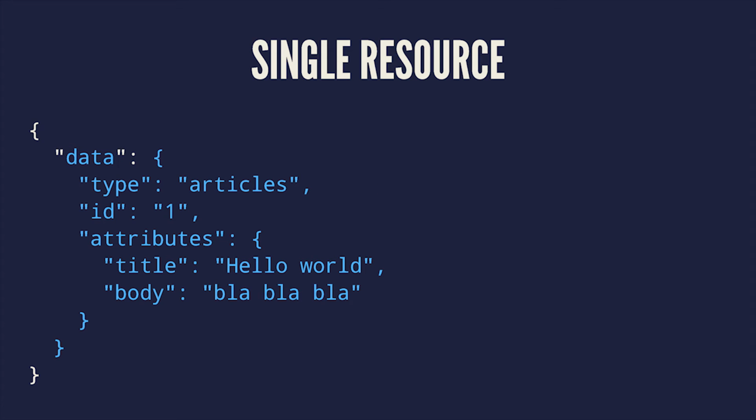So here's a simple example of a single resource. Basically, it requires that there is a top level or root level key named data, and it either contains a single resource or an array of resources. And in this case, it's a single resource. The simplest version of a resource would contain these three properties: type, ID, and attributes, where type specifies the model name, or what type of resource this is. The ID obviously is the unique identifier, and the attributes is the list of the field names.